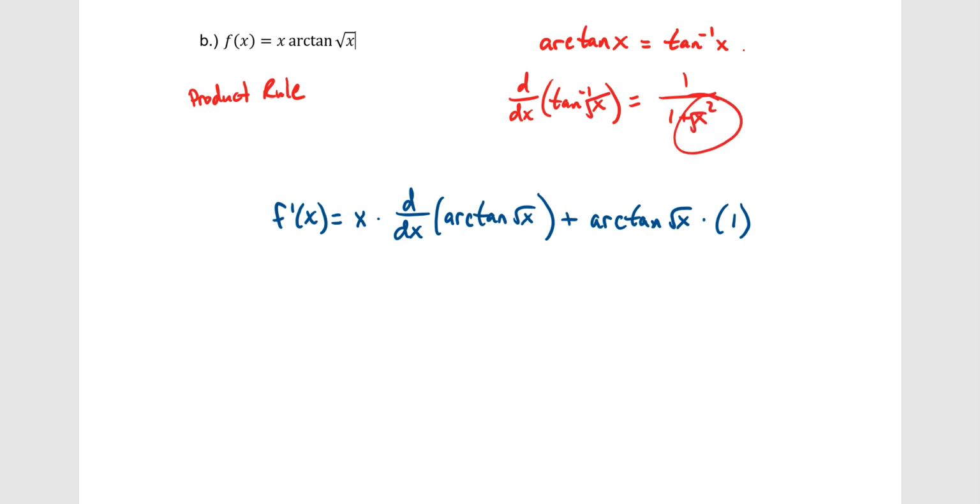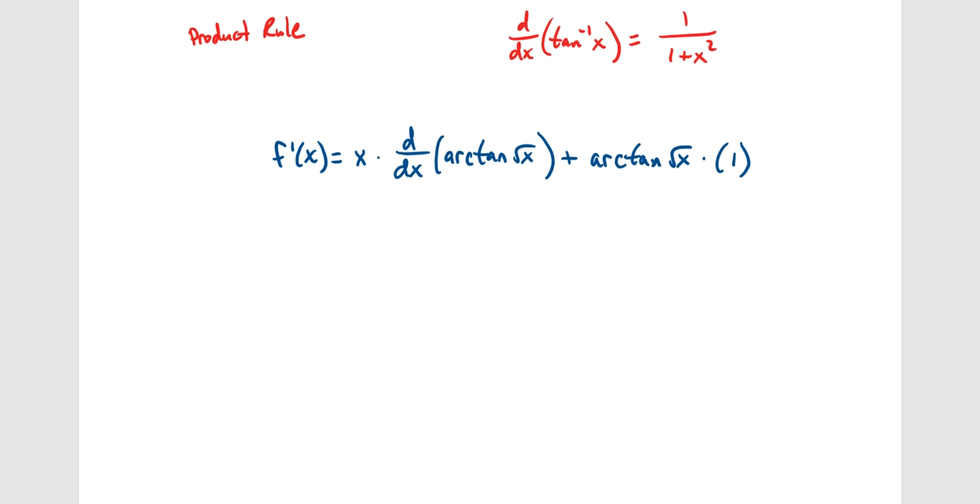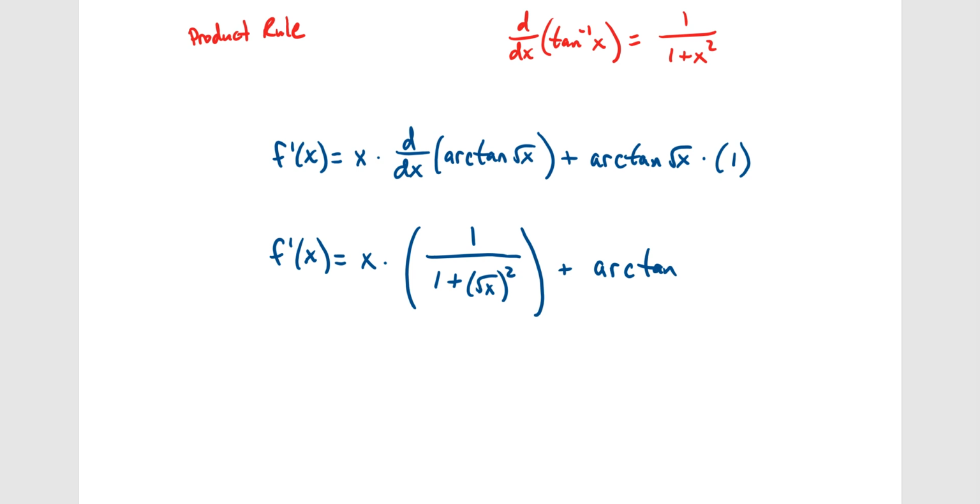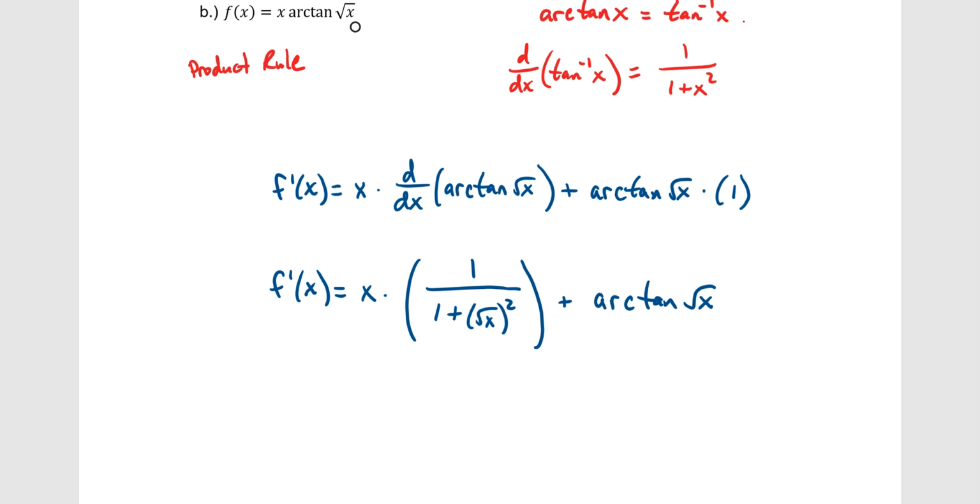So let's say we have f prime of x equals x times the derivative of arctan, the derivative of tangent inverse, is 1 plus the square root of x squared, and then plus arctan square root of x. So it's not always an x that you're plugging in here. These derivative definitions are not always set in stone. It depends on what that input is. In this case, it's the square root of x, so we have to adjust it a little bit.